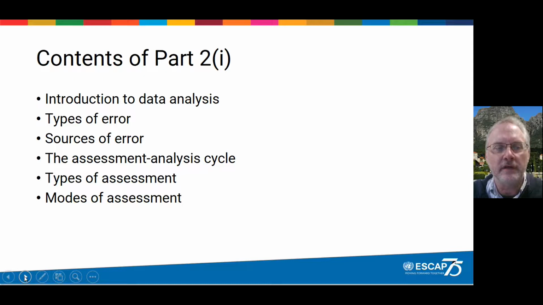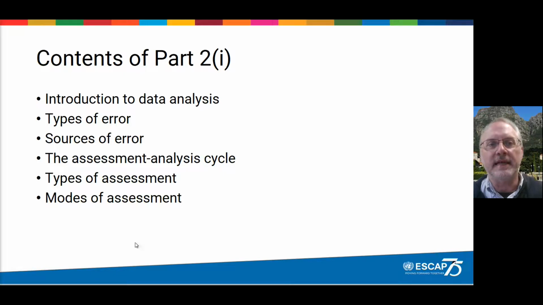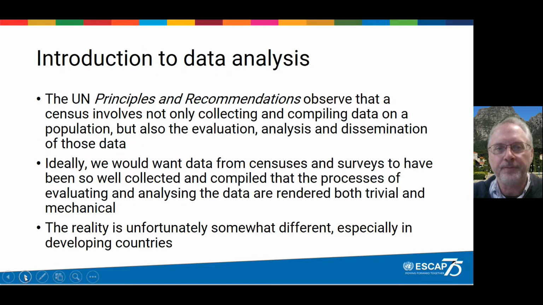the types of error often encountered in the analysis of data, a description of the sources of error which one might encounter. We're then going to briefly consider what we term the assessment analysis cycle, a way of thinking about how one goes about deriving estimates and evaluating the validity and accuracy of those estimates from demographic data. After that, we'll be talking about the different types of assessment which might be used to do that investigation, and the modes of assessment, how one actually goes about doing it.